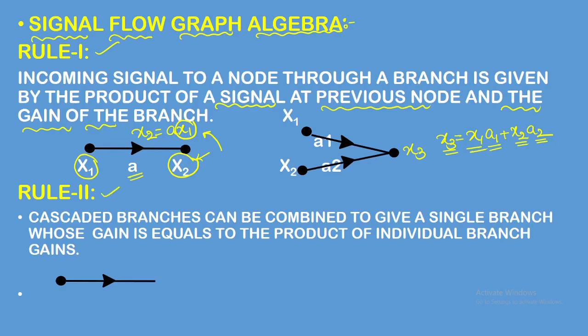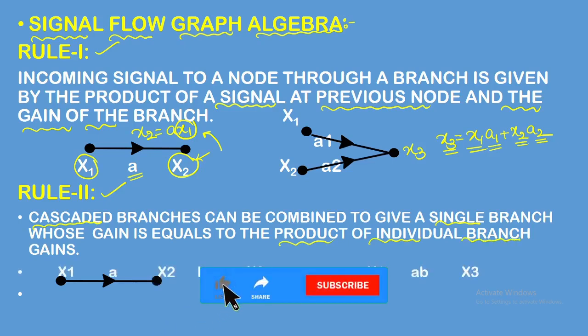Next you can see rule 2, cascaded branches. When the branches are connected in series, they give a single branch whose gain equals the product of the individual branch gains. Let us take one example here. See, I have just taken the example here.